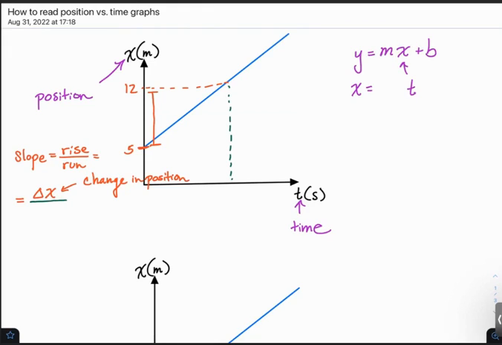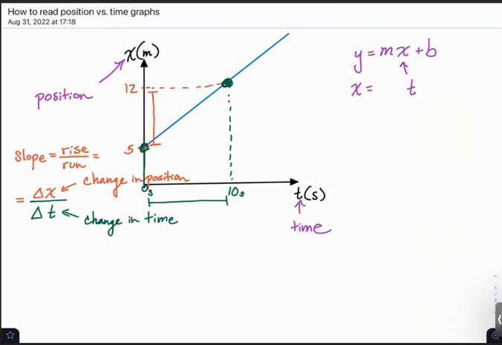And in the same thing, I'm going to come down here. Well, it started at time of 0 seconds. Let's say it ended at a time of 10 seconds. Then this is how much time happened during that section of the graph between here and there. And so that is how much my time has changed. So this is going to be my change in time.